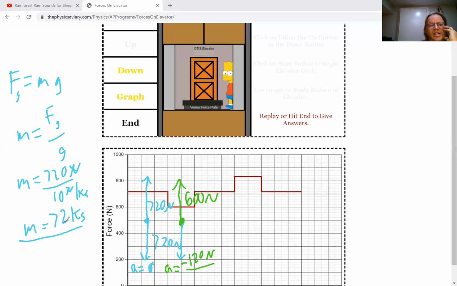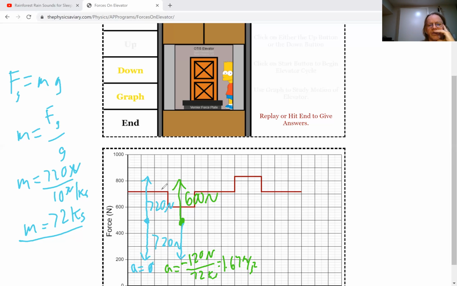And the mass has not changed. It's still 72 kilograms. So that means the acceleration of the elevator right there, wait for it, 120 divided by 72, 1.66666666, so 1.67 I'll call it. Okay, so the acceleration is 1.67 meters per second squared. Yes, I'm a little overdoing it on the sig figs, but I'm going to carry at least an extra one there. Then let's find the acceleration right over here.